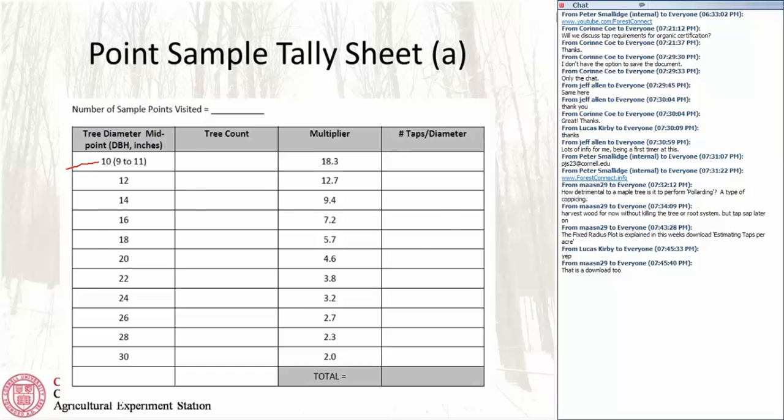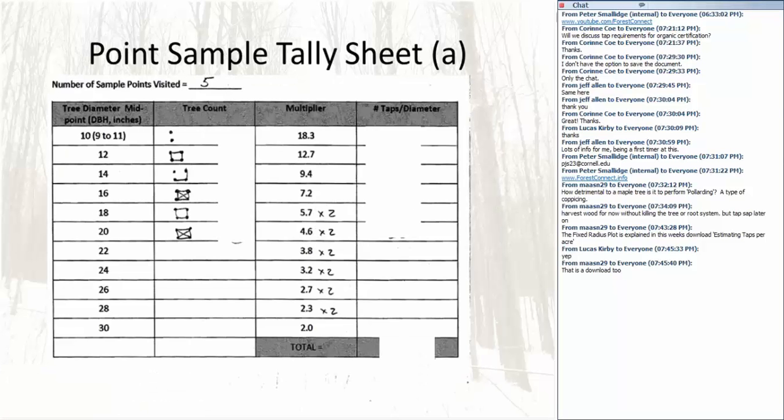So once you know the diameter, you count the trees. And so here we did 5 points. You accumulate all of the counts. All of the trees are counted. So there was 2 trees there, 8 trees, 6, 10, 8, and 10.